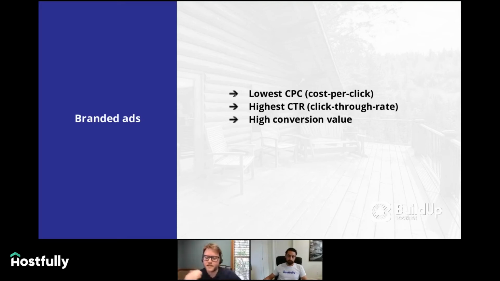You're going to spend very little and you're going to get a lot of bookings out of it, in my experience. So low cost per click, again, expect in Google search 25 cents, 35 cents, 45 cents. High click-through rate, 20%, 30%, and hopefully a high conversion value of people that come through and actually perform that booking.